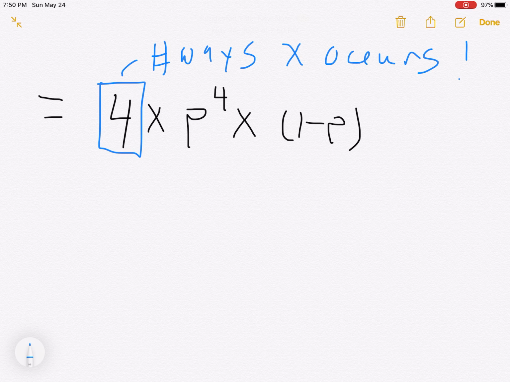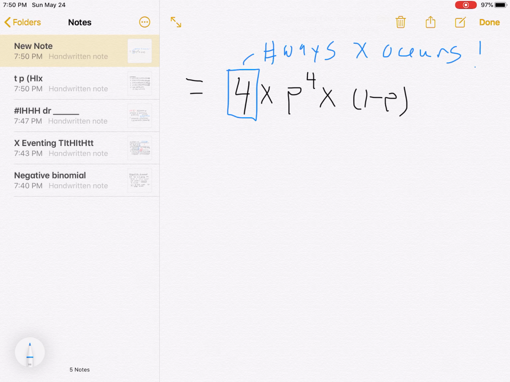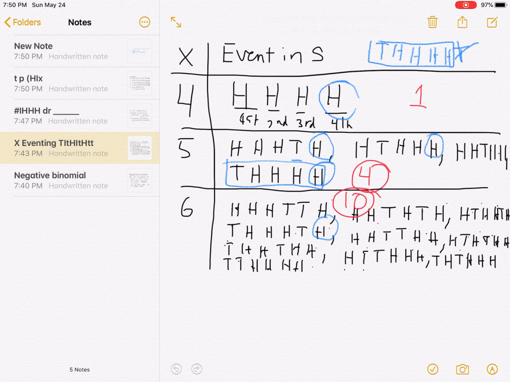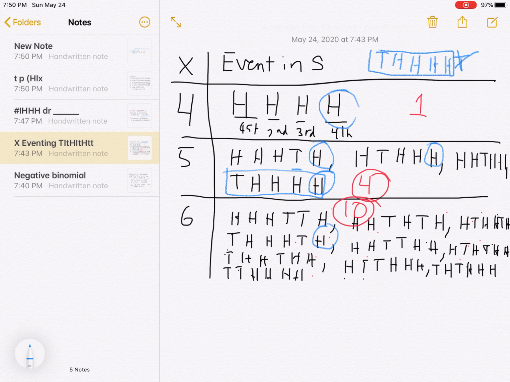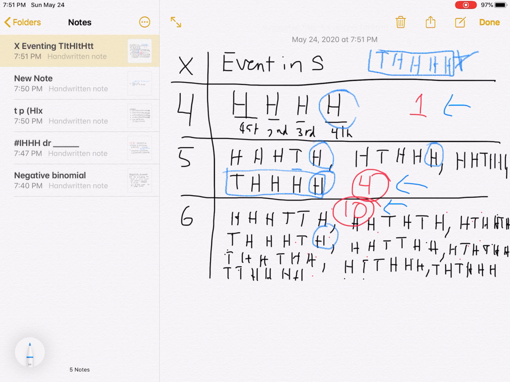Okay. And I think if we go back to our list here, we have the number of ways that X occurs. That X occurred that many ways, that many ways, and that many ways. But why was it 4, and why was it 1, and why was it 10? I wouldn't want to write down all the events associated with X equals 7, but maybe we can come up with a shortcut for computing it.